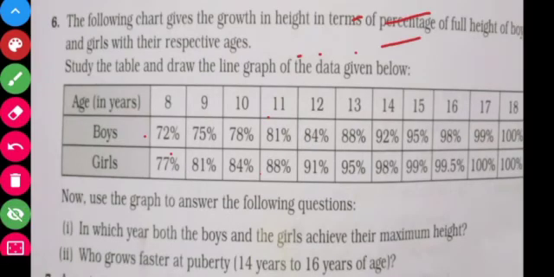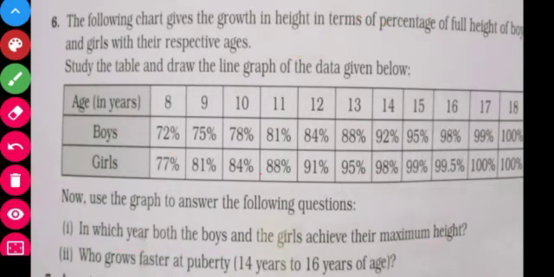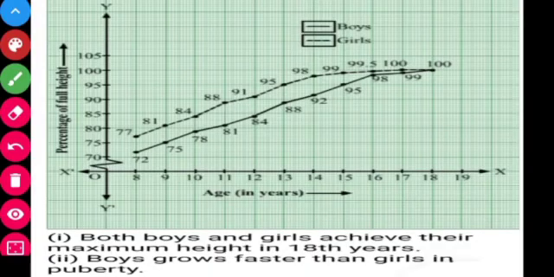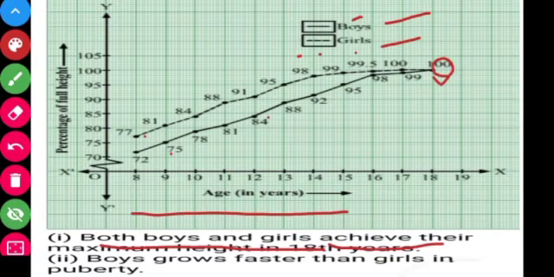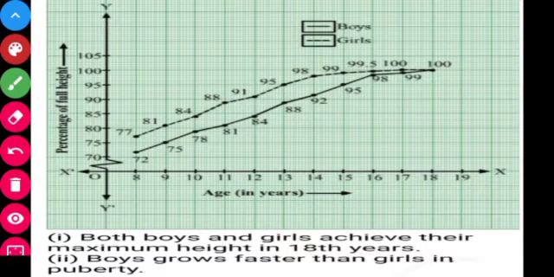Now after this, questions were given. Now use the graph and answer the following. The question is: in which year do both the boys and girls achieve their maximum height? So at 18 years, both get the highest. Boys and girls achieve their maximum height at 18 years. Now, question number 2 is given.